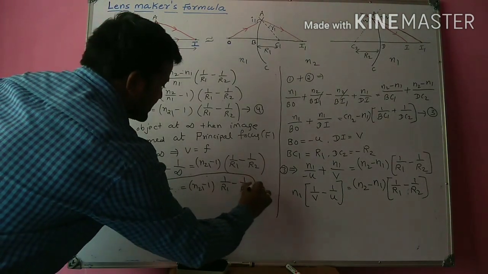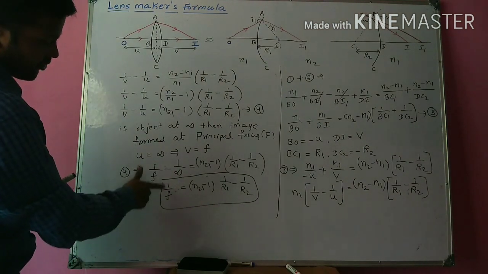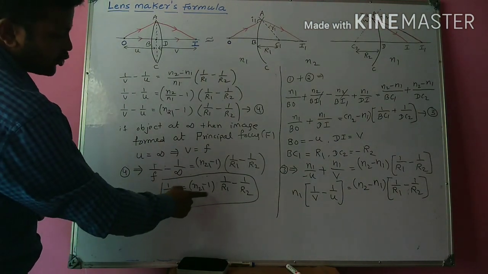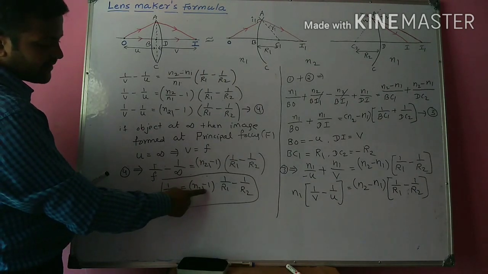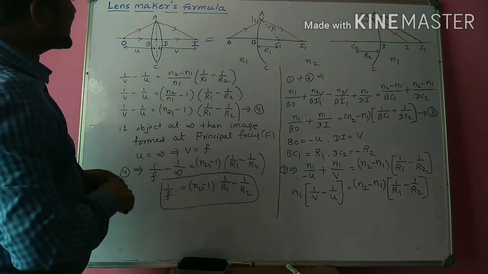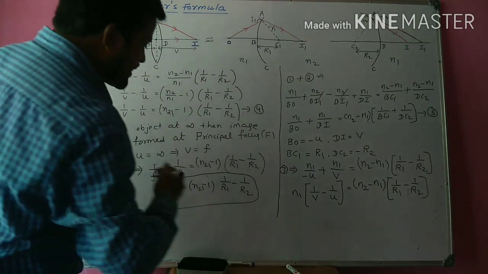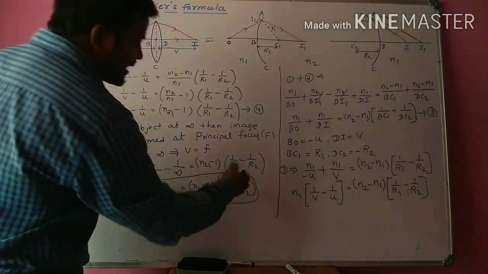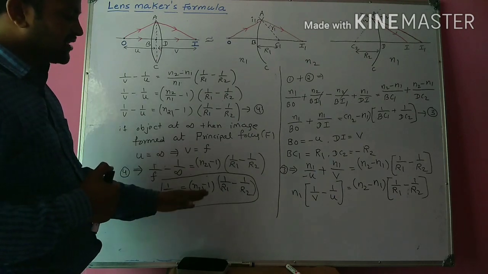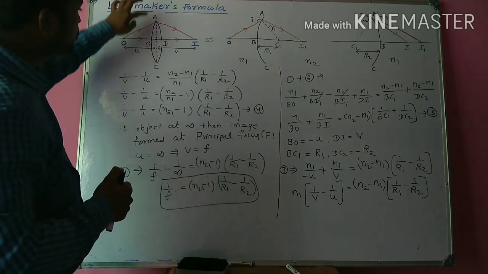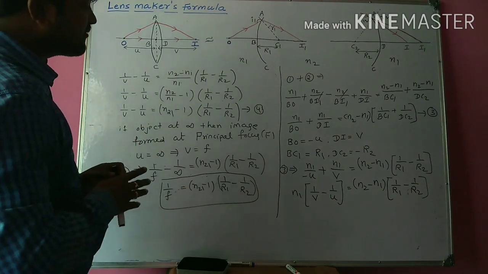This is known as the lens maker's formula. That is, the reciprocal of the focal length, 1 by F, is equal to N21 minus 1, where N21 means the refractive index of the second medium with respect to first medium. Here it is the refractive index of the lens medium with respect to air medium, into 1 by R1 minus 1 by R2. R1, R2 are the radii of curvature of the two spherical surfaces of the convex lens.